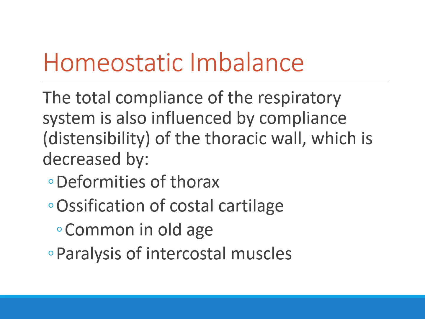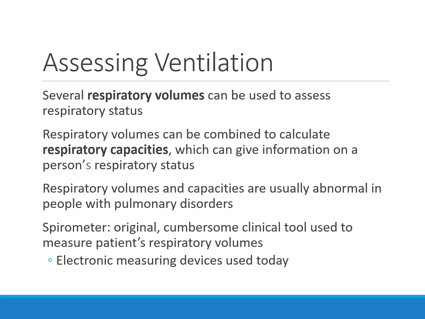The total compliance of the respiratory system is also influenced by the stretchiness of the thoracic wall, which is decreased by deformities. Sometimes individuals have deformities in the bony thorax, their rib cage, ossification of the costal cartilages, and that's what's connecting your ribs to your sternum. Those are the costal cartilages. They become bone-like, and so the rib cage doesn't move as easily, and then paralysis of the intercostal muscles.